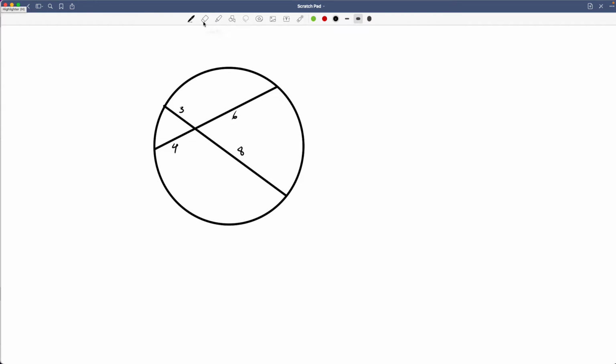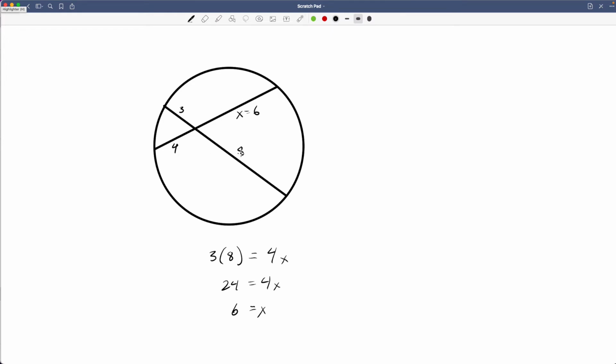So if you don't have one of these dimensions, let's say this is x, then you could easily say 3 times 8 is equal to 4x, right? 24 is equal to 4x. X is equal to 4. So this would be 6. That's how you would find the missing length of a part of a chord.